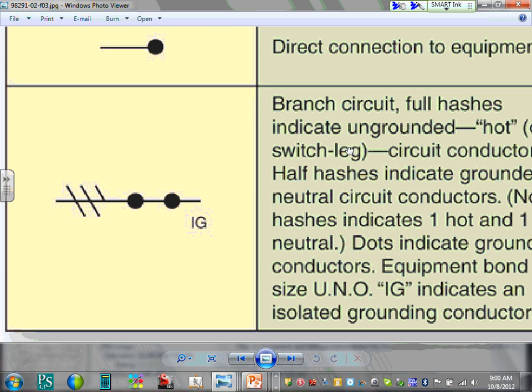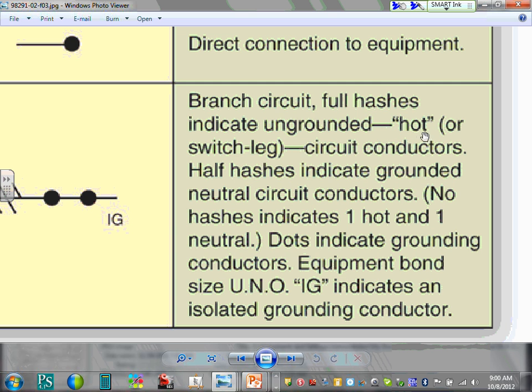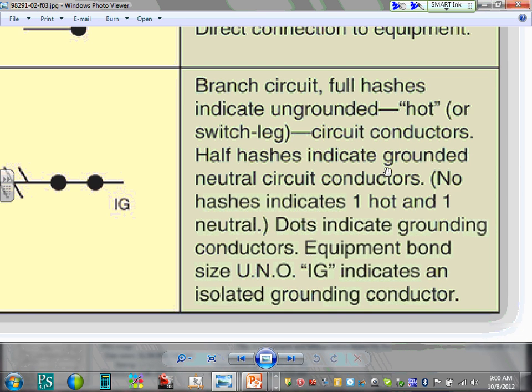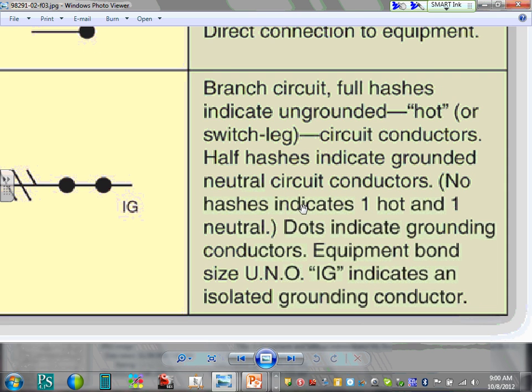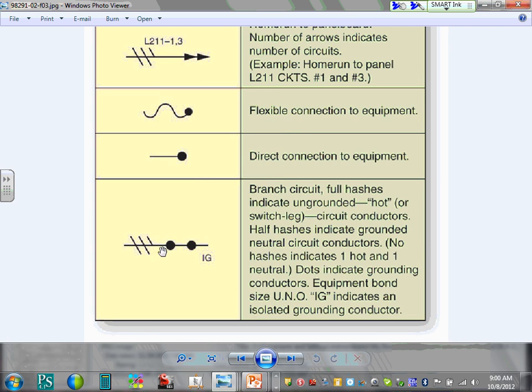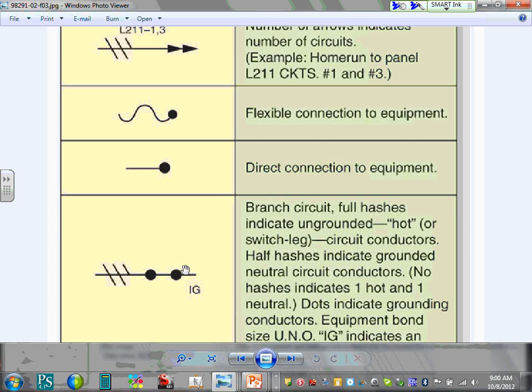In this case, full slashes indicate ungrounded conductor, hot or switch leg. Circuit conductor half slashes indicate grounded conductor. That's actually the opposite of what we did in another project, but as long as they identify it, neutral circuit, not hashed, indicates one hot, one neutral. So it gives you all the terminology that you can use.